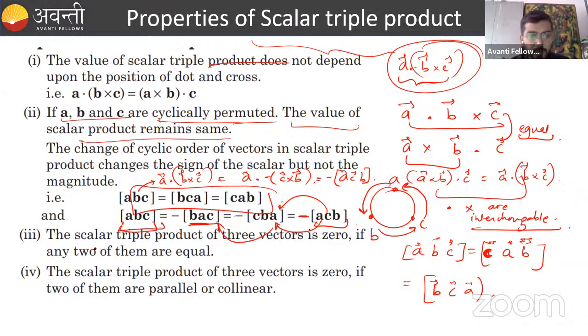The scalar triple product of three vectors is 0 if any two are equal. Why? The scalar triple product of the three vectors is 0 if any two of them are equal, right? Let me erase and get some space.